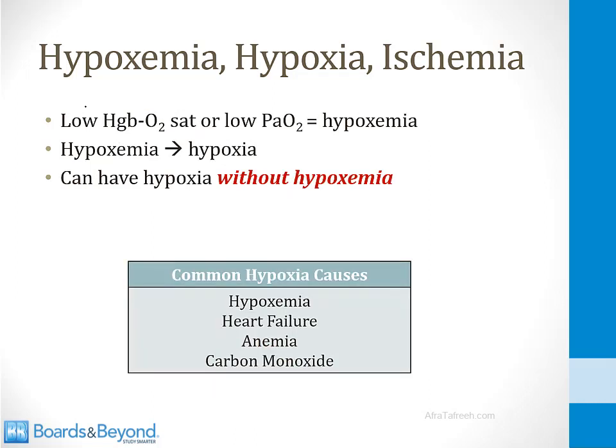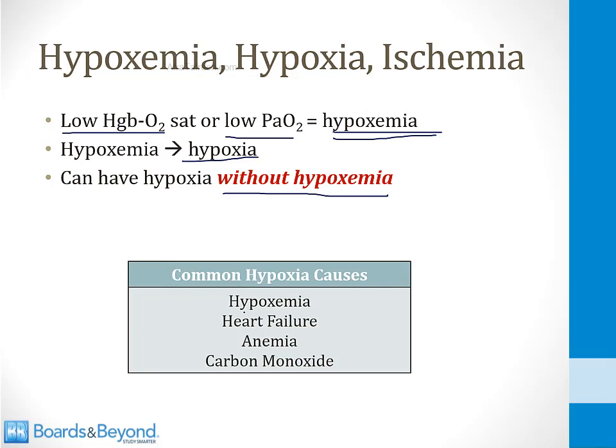So a normal hemoglobin oxygen saturation is about 98 or 99%. If a patient has a low hemoglobin oxygen saturation, let's say 50% or 40%, then that patient has hypoxemia. Similarly, if you do an arterial blood gas and a patient has a low PaO2, then that patient also has hypoxemia. And hypoxemia can lead to hypoxia, meaning low delivery of oxygen to tissues. However, you can have hypoxia without hypoxemia, as I said before. There are certain scenarios where the PaO2 can be normal or the hemoglobin saturation can be normal, but there is still hypoxia, and that's what we're going to talk about in the next few slides.